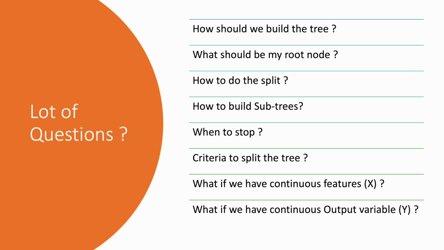Still we have a lot of questions, right? We initially saw those questions: how should we build the tree, what should be my root node. I think we partially answered that. We answered what should be my root node, and also how we do the split, at least at the root node. How do we build the subtree? When to stop? How will I know that I have reached the leaf node? These are the questions which are still pending.